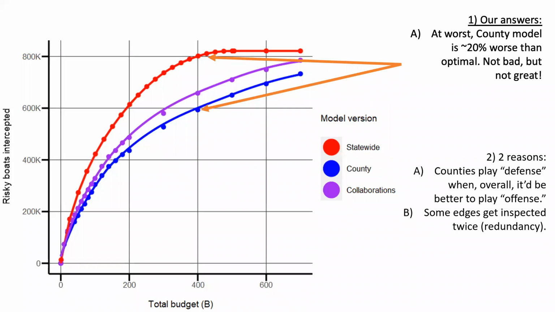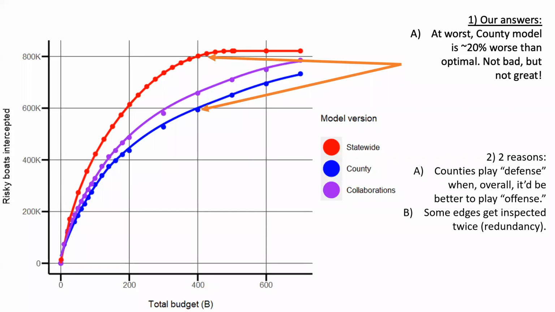Remember that counties here are not coordinating. So they may choose to independently inspect both the donating edge and the receiving edge lake in a given edge, which, as we've talked about thanks to our assumptions, is redundant. So one of those inspectors is getting wasted whenever that happens. So those are the two reasons. And both of those reasons are things that might be somewhat better in the collaboration approach.